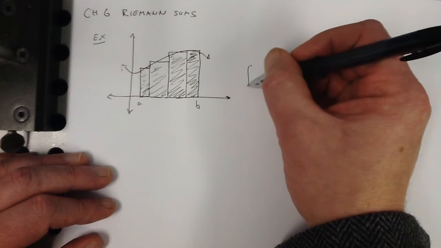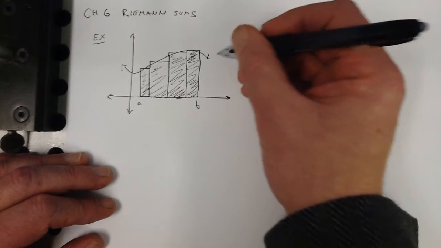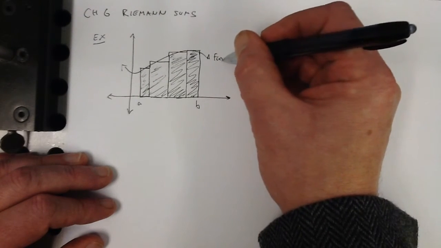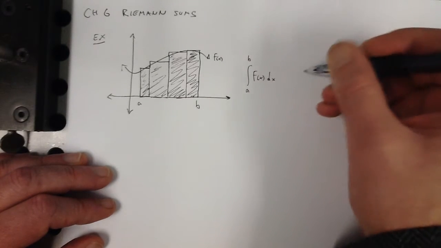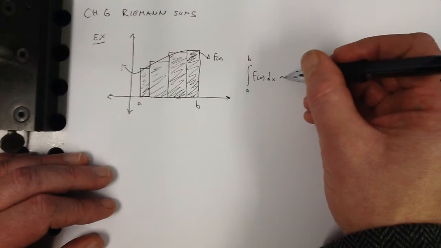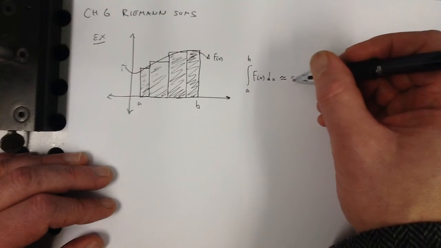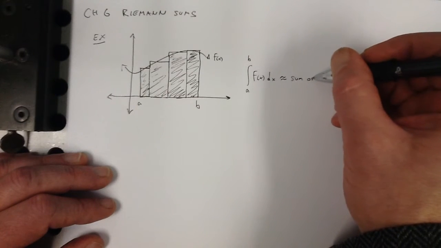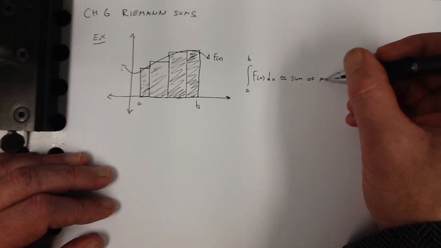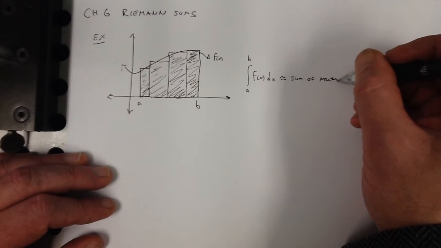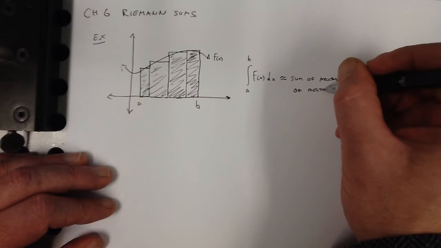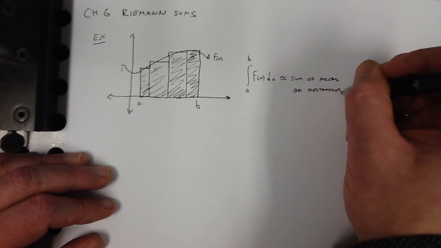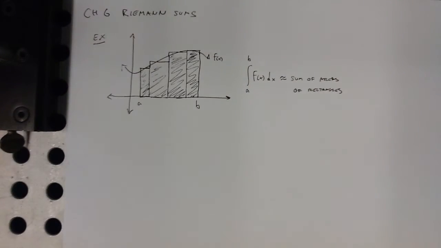So the area from A to B, we'll call this our f of x function, under the f of x function, don't forget your dx, is approximately equal to the sum of the areas of those rectangles. Approximately, right?